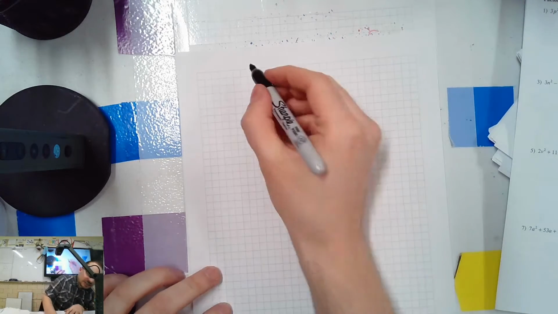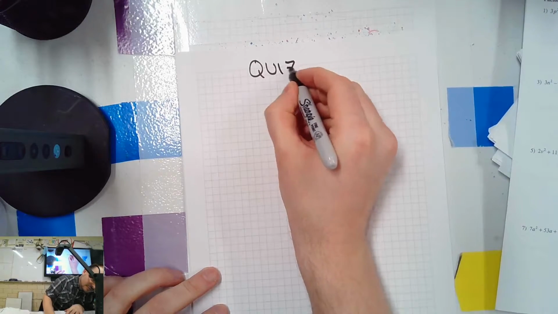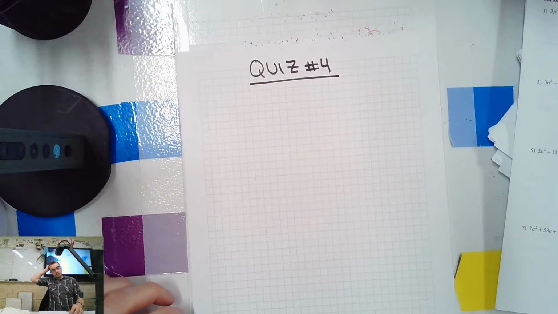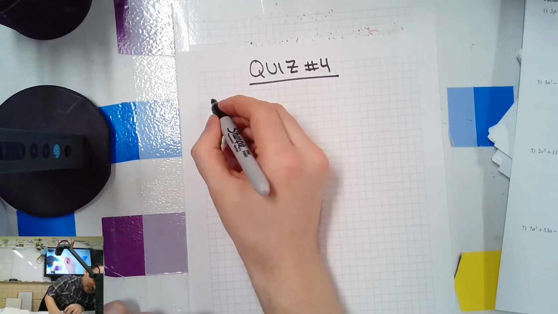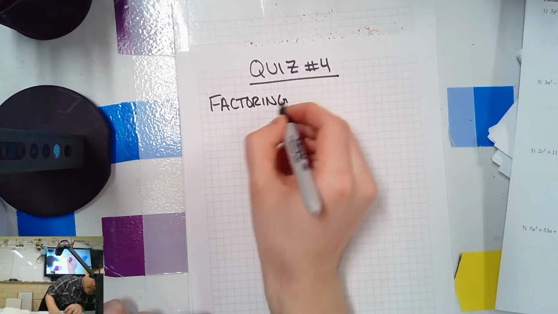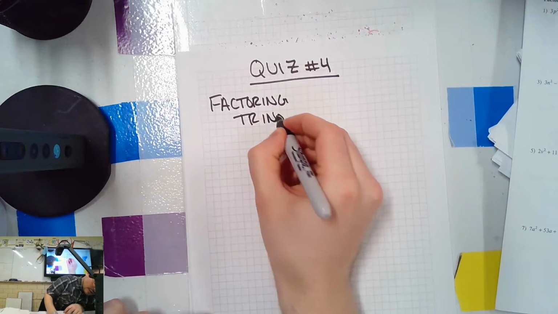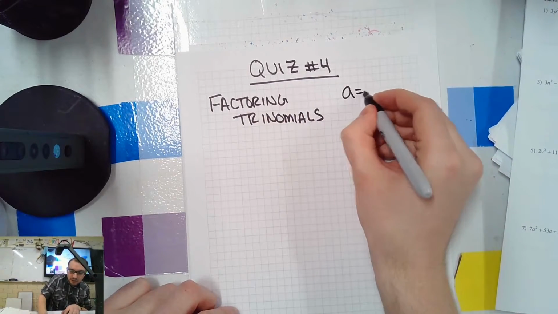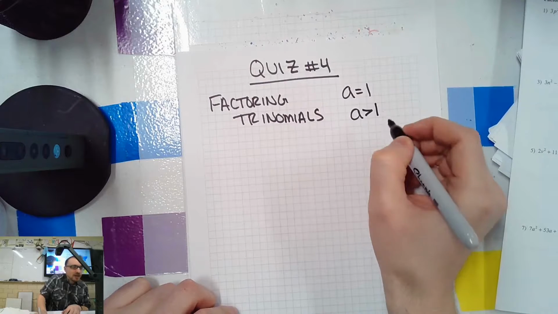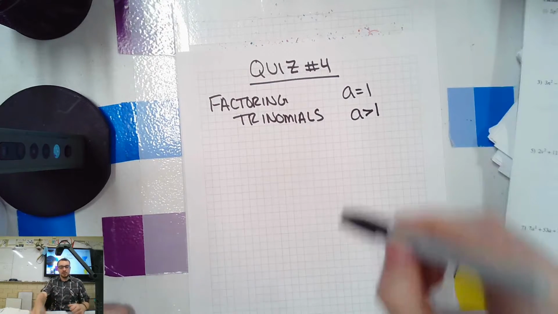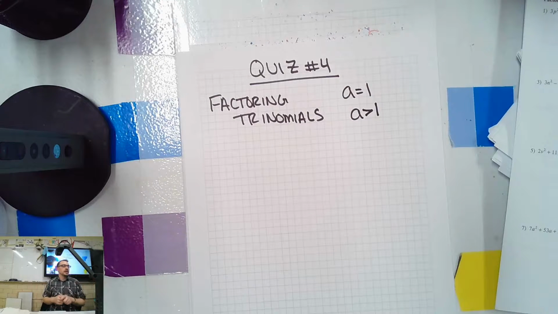So, our quiz. This is quiz number 4? I believe so. Yes. It's number 4. We're going to have factoring trinomials, right? That's what we've been doing the last couple of days. What were we doing yesterday? That stuff was easy. This stuff, where a equals 1 and where a is greater than 1, right? When a is greater than 1, magic X method, right? That's the easiest way to do it. When a is 1, just figuring it out is not too bad.